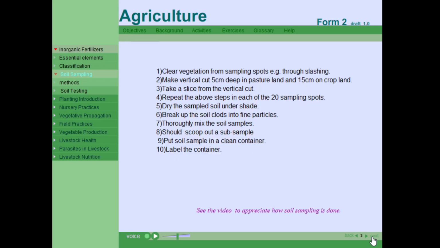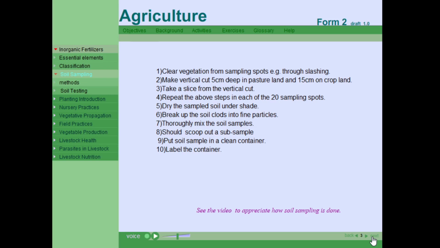Procedure to be followed when carrying out soil sampling. Clear vegetation from sampling spots, for example, through slashing. Make vertical cut 5 cm deep in pasture land and 15 cm on cropland. Take a slice from the vertical cut. Repeat the above steps for each of the 20 sampling spots.